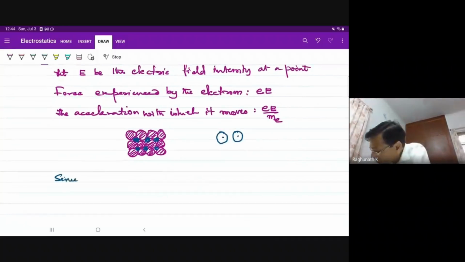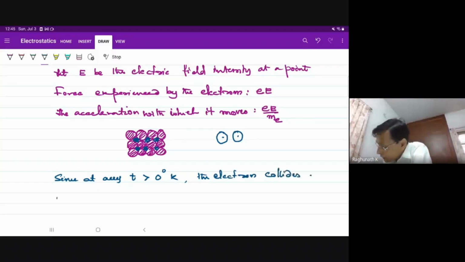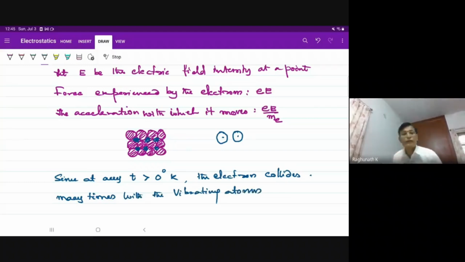Since at any temperature T greater than 0 degrees K, the electron collides many times with the vibrating atoms during its motion.